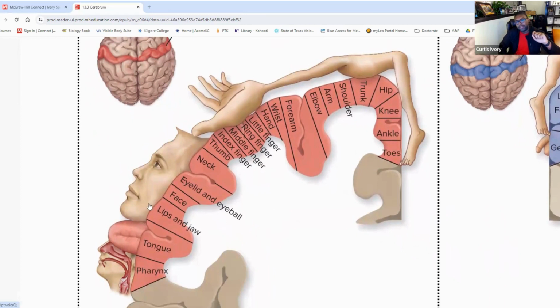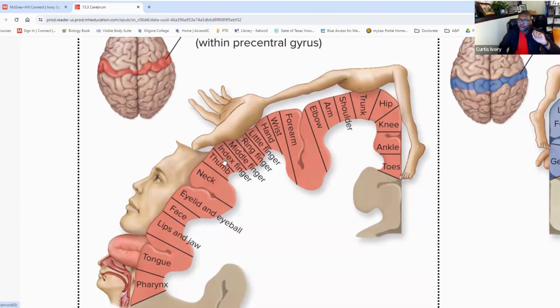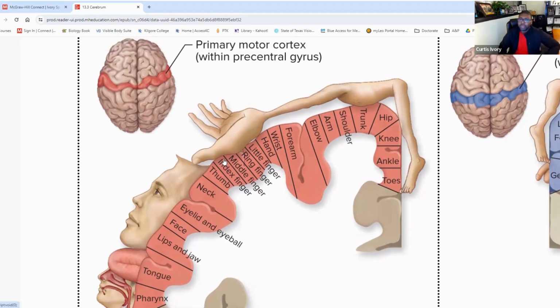So if you notice here, the face has a good portion of the brain, as well as the hand. If you think about it, our hands have a lot more sensory, and also have to have a whole lot more muscle tuning. So remember, this is the primary motor cortex, and motor means movement. Our hands have to have very, very fine movements, just like our face. Our face has a lot of muscles in it, so it takes a lot of precision to make sure those muscles work properly and that they're finely tuned.